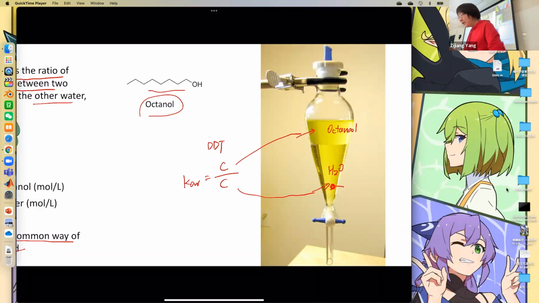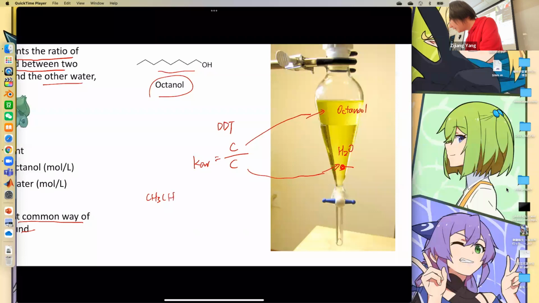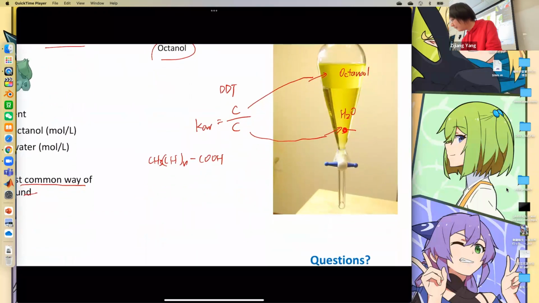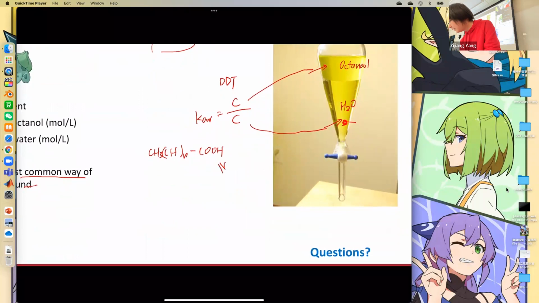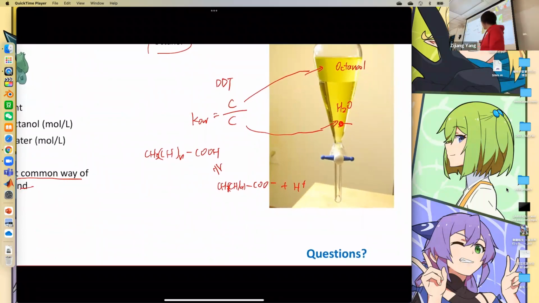And on the other hand, we may also have another case. For example, we have CH3, CH, let's just say we have N and COOH. And we have this one, and we know that this one will dissociate into CH3, CH, COO minus plus H plus. So in this case, we only consider the part of this chemical that does not dissociate. So when it dissociates, we do not count it.